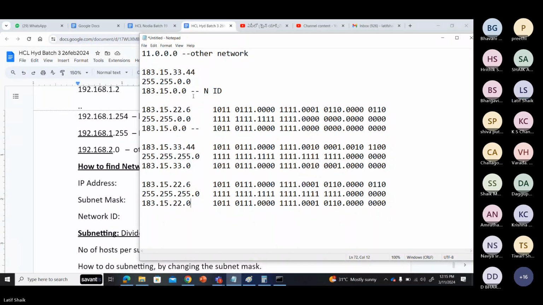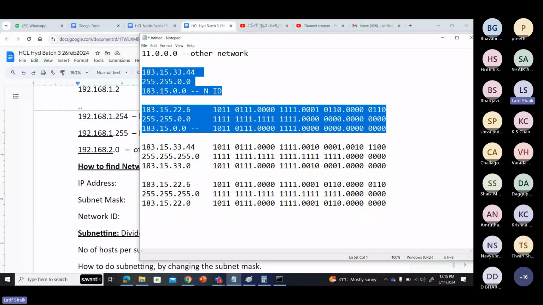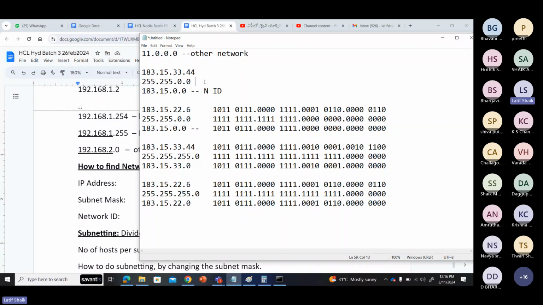See, on this side I put a network, and on this side I have taken an IP address with the default subnet mask. I got a network ID like this. And I have another IP address in the same network with the same subnet mask. I have the same network ID. So in this case, these two systems can communicate with each other because their network ID is the same.